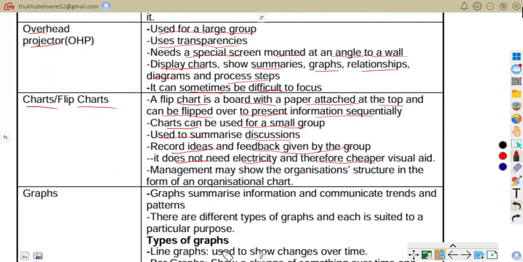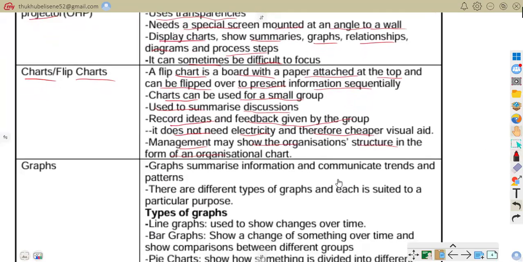So they can be used anywhere without power. Using a flip chart during load shedding is possible because they don't need electricity. Management may show organization structure in the form of an organizational chart. Here we're talking about showing reporting relationships within the business.